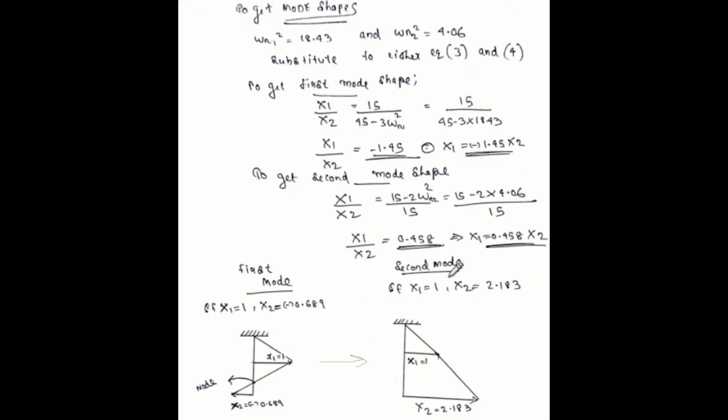In the same way, to find the second mode, we have the second equation x1 equal to 0.458 x2, right? In the same manner, substitute x1 equal to 1, and we get x2 as 2.18. That is double the value, so it will obviously be more than this. Then all I have to do is join the arrow points. This is the way to draw the mode shape.